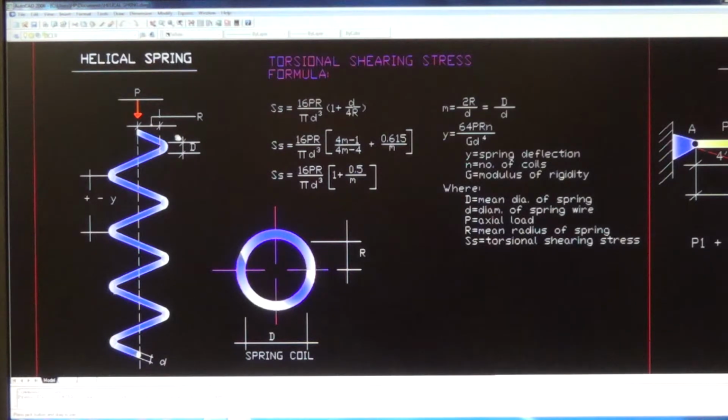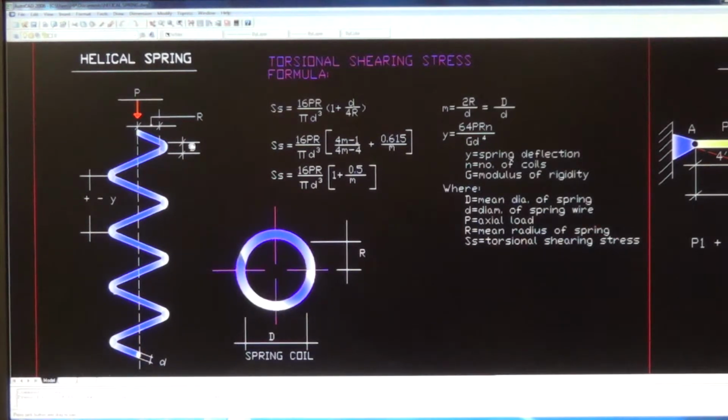The torsional stress occurs here because when the load is applied, this part of the spring will go down, and since this part of the spring is positioned going up, that going-down force is resisted, and therefore there's a twisting of the body of the helical spring occurring here. That twisting motion is called the torsional stress.